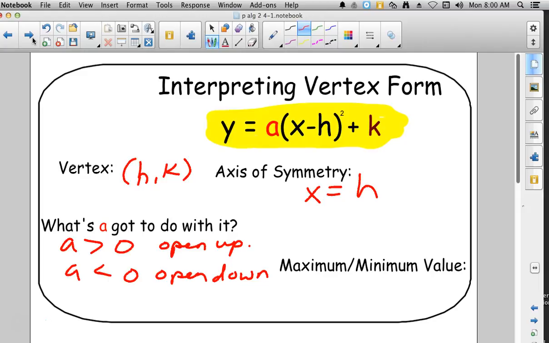Do you get an x squared if a is 0? Because you'll have 0x squared, it'll be gone. So you'll just get a line. You know, that's all you'll get. And we're not talking lines, so we're not going to talk about a being 0. We're talking about if it's positive or it's negative.